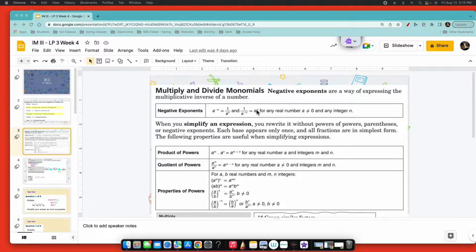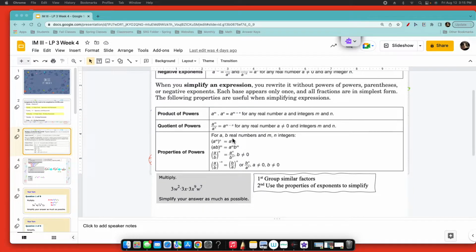And then we can also simplify an expression when we rewrite it with powers of powers, parentheses, or negative exponents. Each base appears only once and all fractions are in simplest form. The following properties are useful when simplifying expressions. So, you know what all that means.